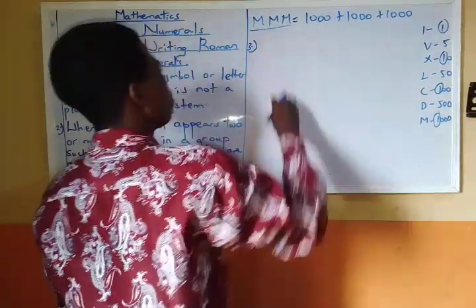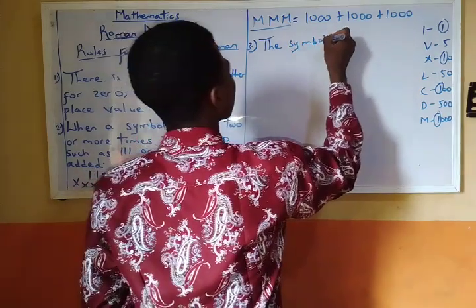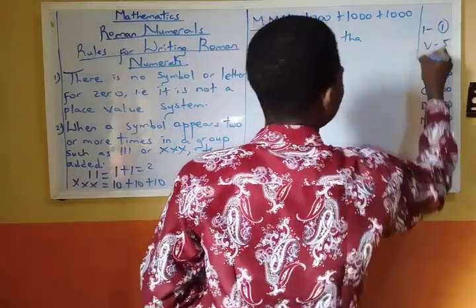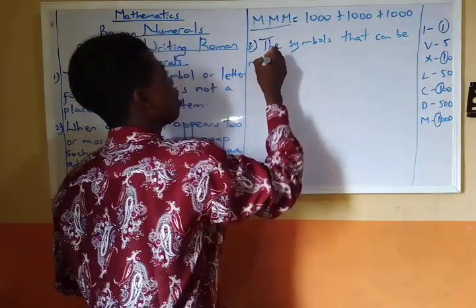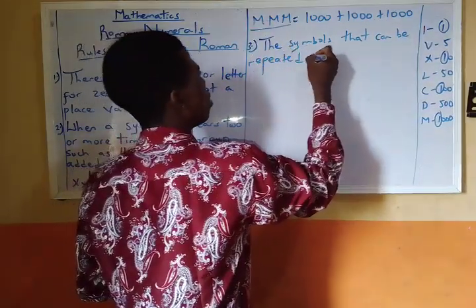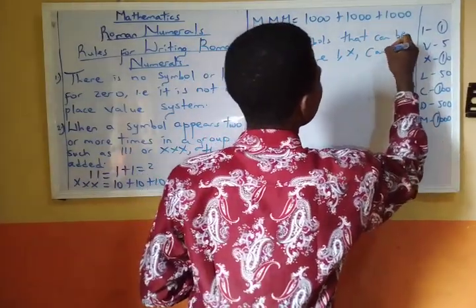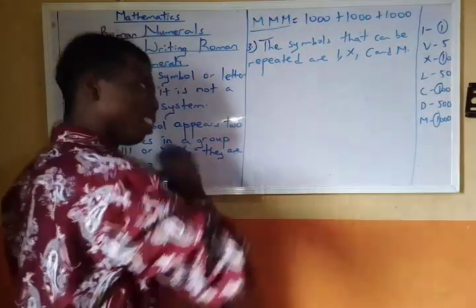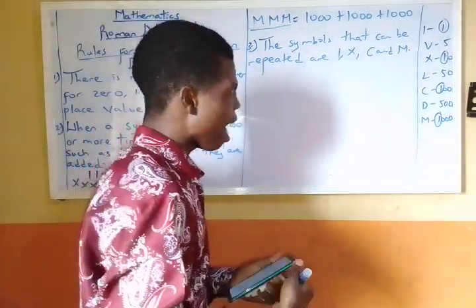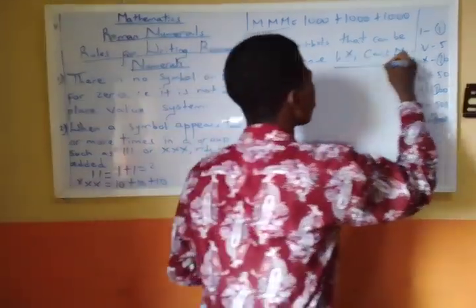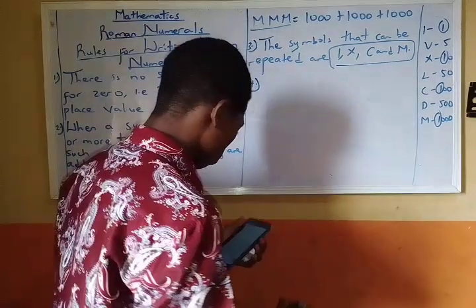Let me put it this way now. The symbols that can be repeated are I, X, C, and M. These are the symbols that can be repeated. Any other symbol apart from these 4 symbols cannot be repeated. That takes us to the fourth rule.